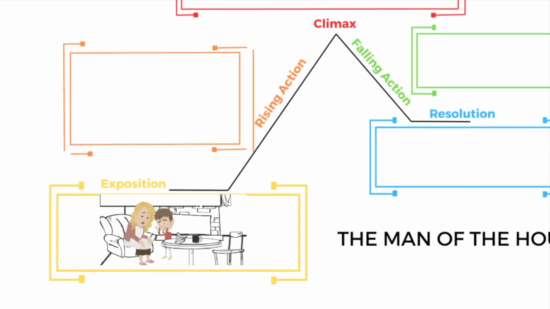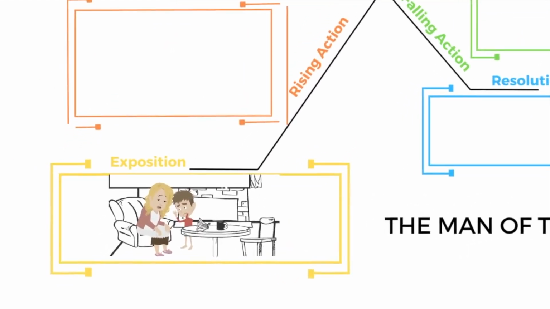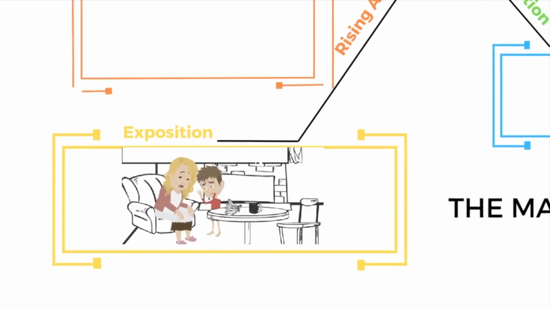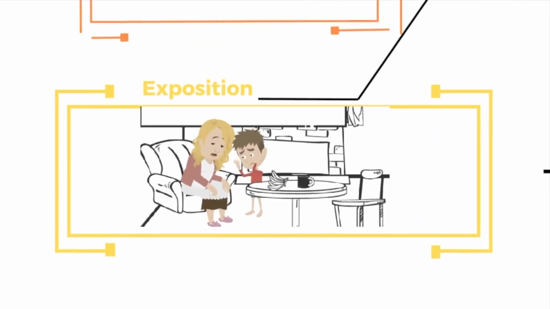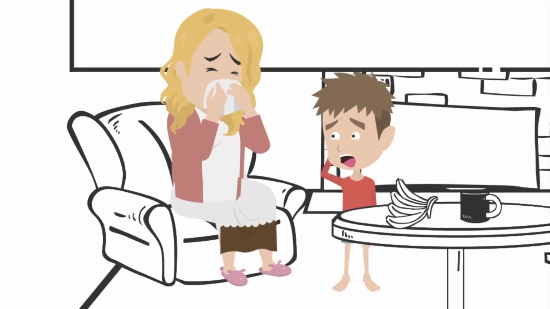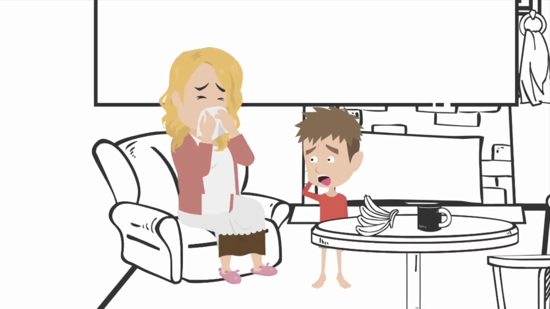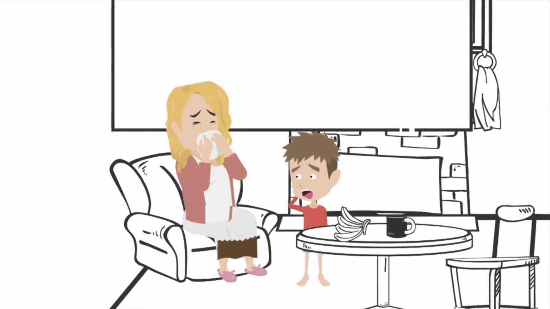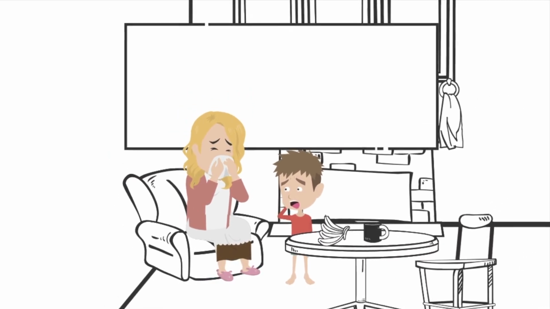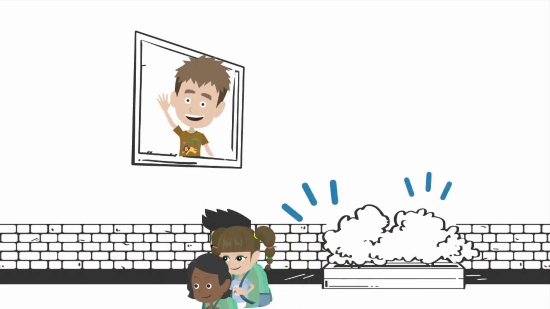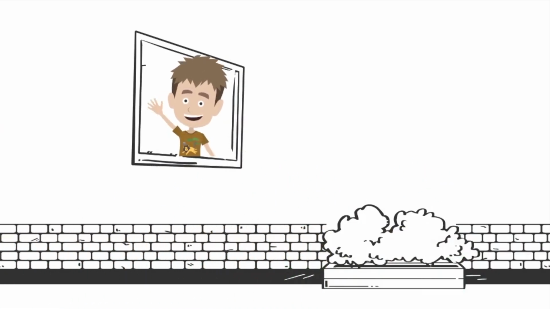In the exposition, we meet Fleury Sullivan, a 10-year-old Irish boy who lives with his single mother on the old Youghal Road in East Cork. One morning, he hears her coughing terribly and realizes she's seriously sick. That's when he decides to skip school and become the man of the house.